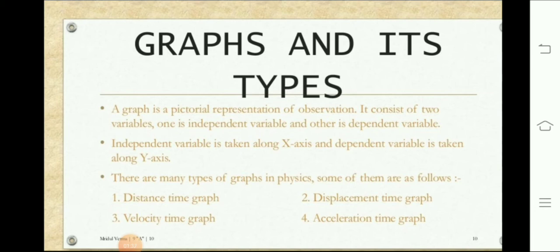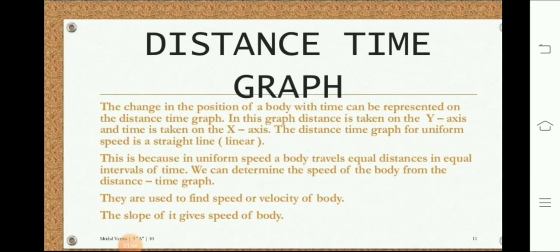So in graphs we are going to study the distance time graph, displacement time graph, velocity time graph and acceleration time graph. Now, what is a distance time graph? When we plot a graph of the position of an object with respect to time, that is called a distance time graph. These graphs are used to find the velocity or speed of an object.